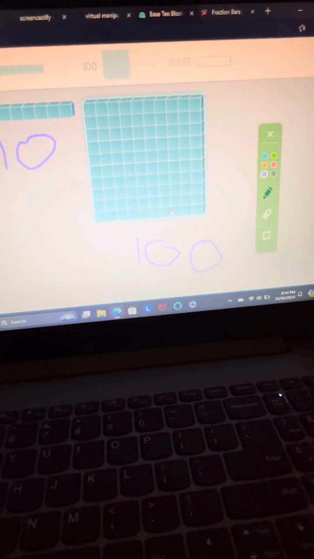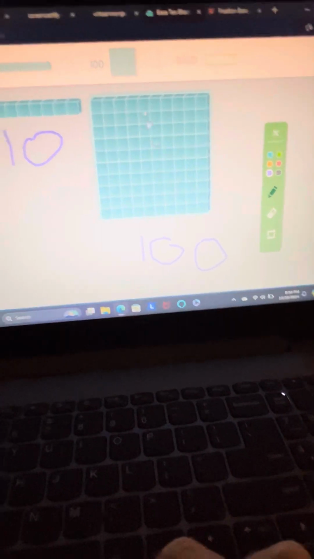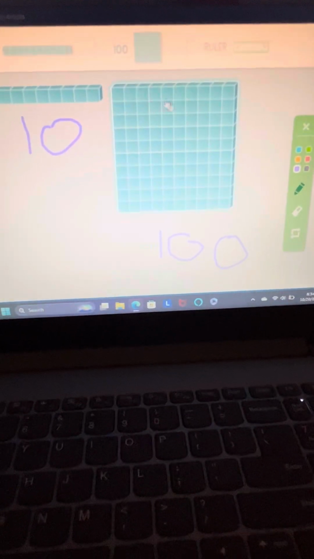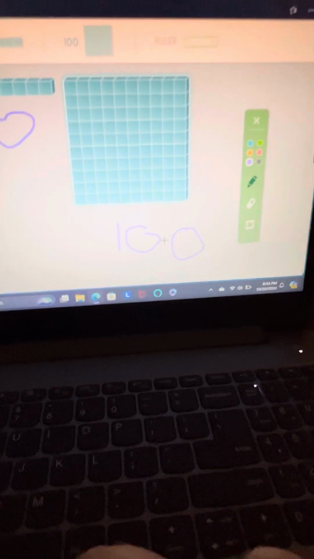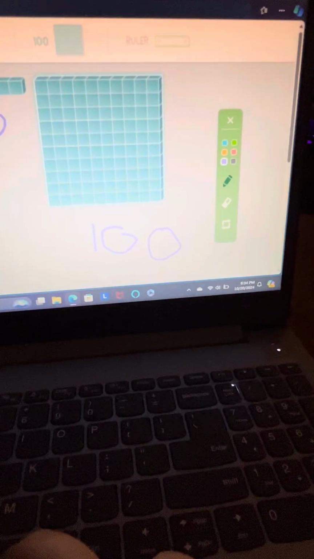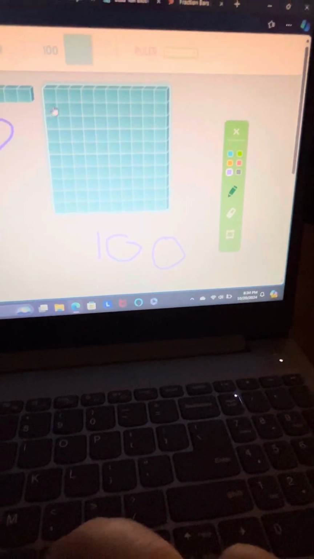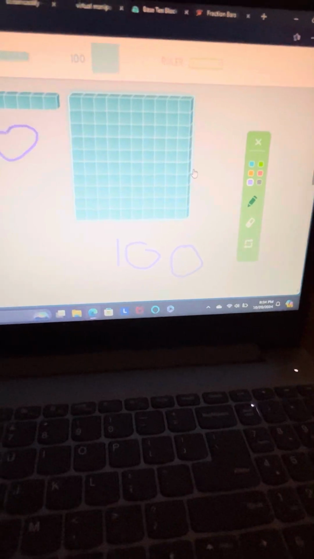And then I call these a unit. One of the videos called them a flat, but I like to call them a unit. A unit consists of 100 of those blocks. So 100 of these little blocks make up a unit.